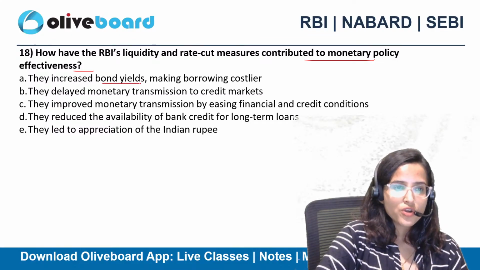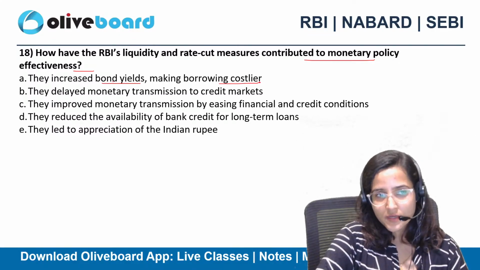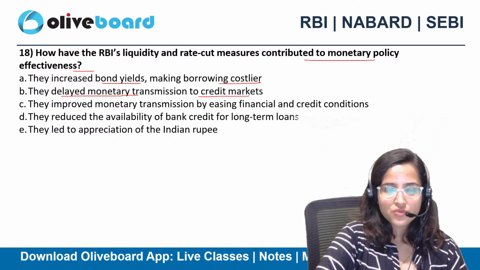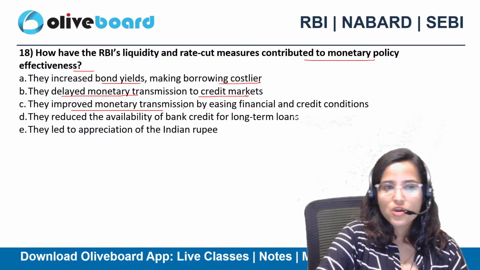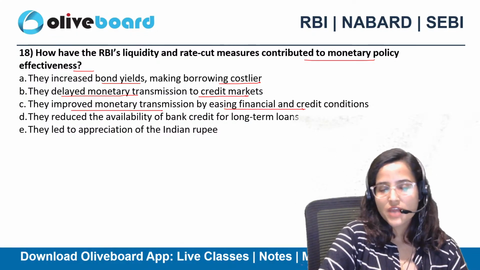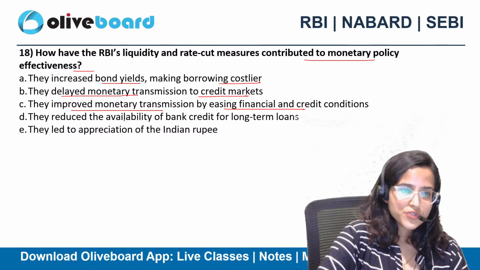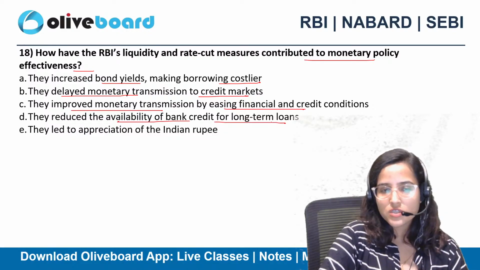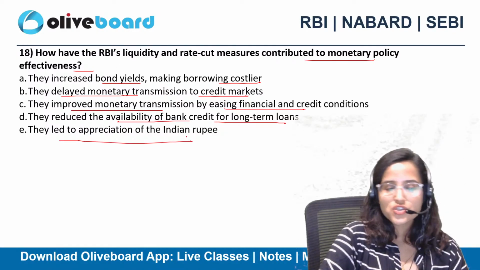They increased bond yields, making borrowing costlier. They delayed monetary transmission to credit markets. They improved monetary transmission by easing financial and credit conditions. They reduced the availability of bank credit for long term loans. They led to appreciation of the Indian rupee.